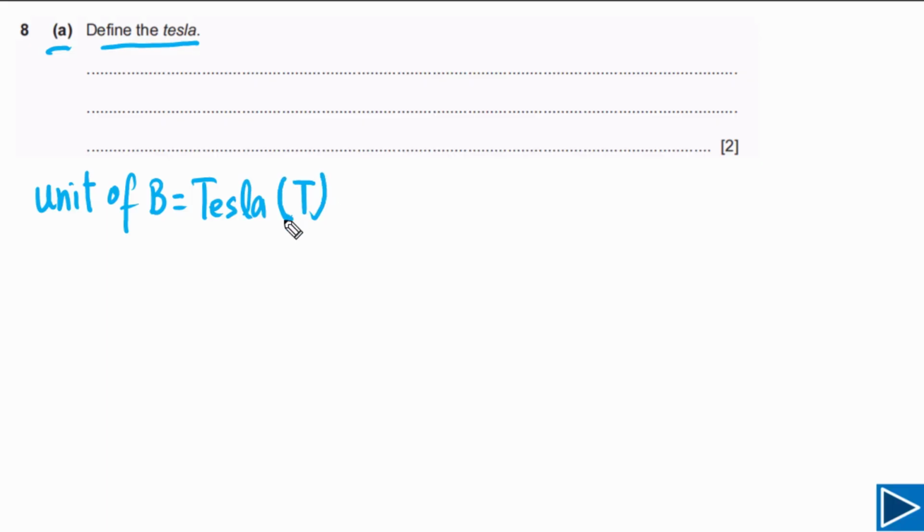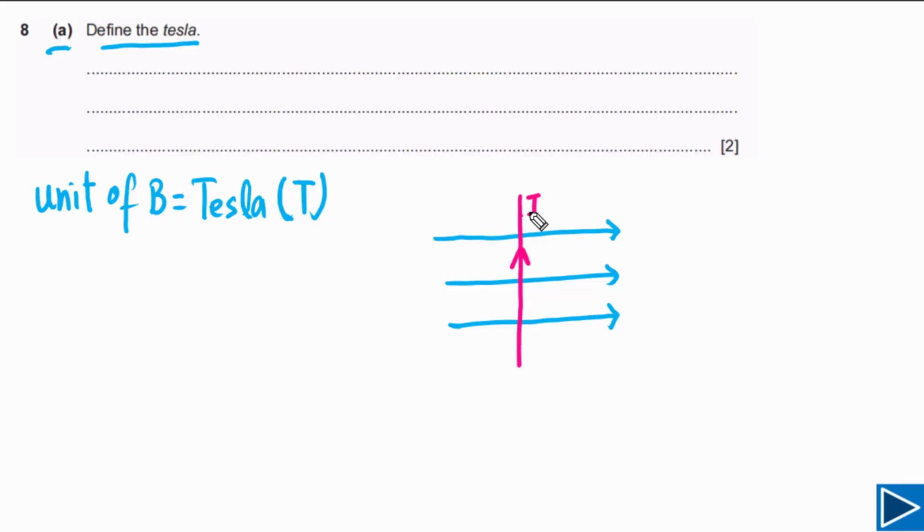Now let's try to understand how we can define Tesla. Imagine that we have a uniform magnetic field. So this is the uniform magnetic field. And inside this uniform magnetic field, we place a wire. So let's say this one is the wire we place inside the uniform magnetic field. And there is current in this wire.